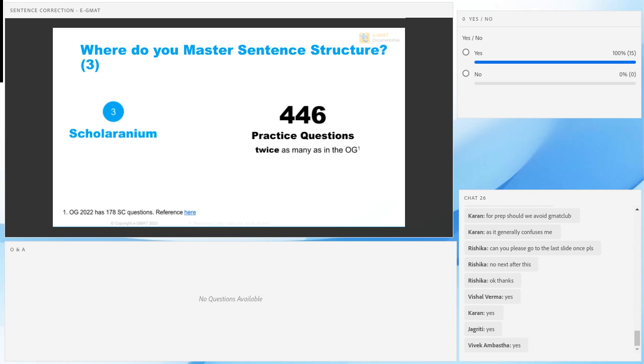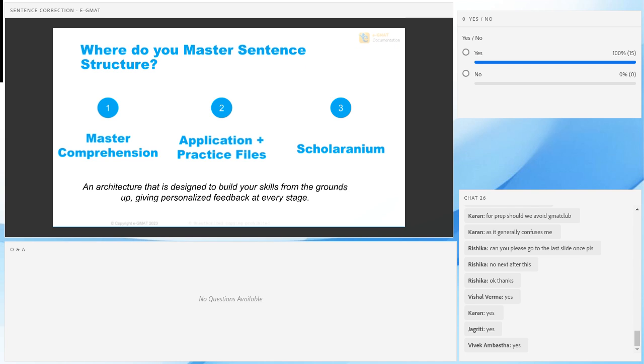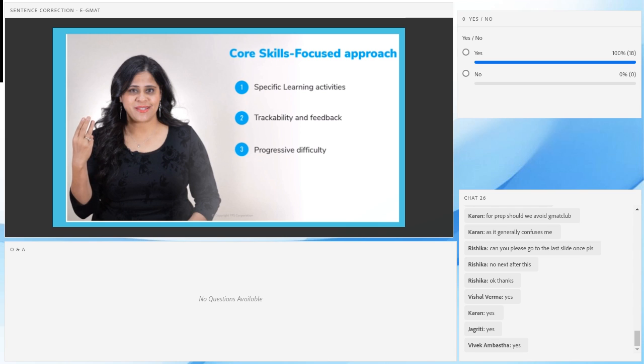And again, sentence structure, as I said, is there across every question on the platform. You start learning it in Master Comprehension, you continue building that muscle in the SC course, and then when you get to Scholaranium, which is your practice platform, you continue that skill. So that is the core skills focused approach.